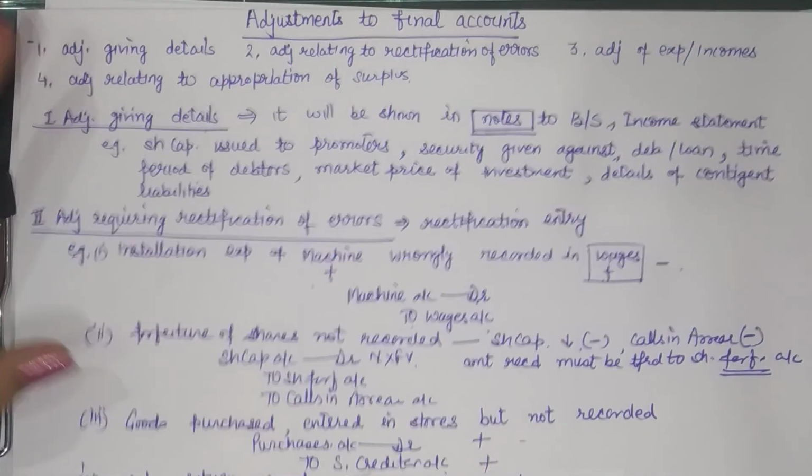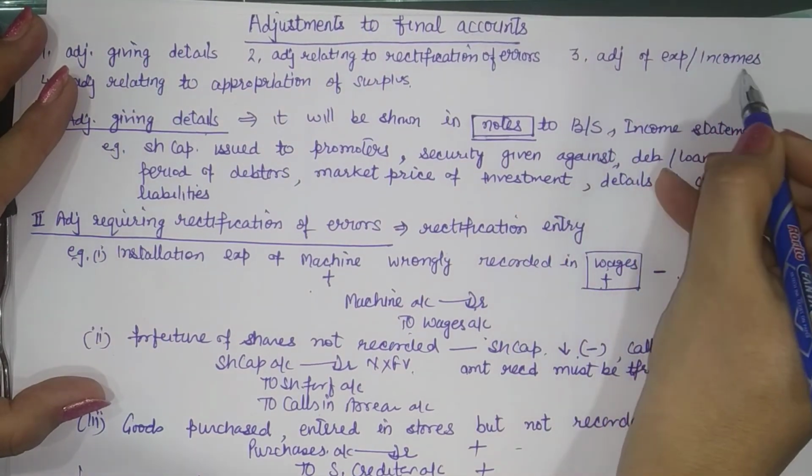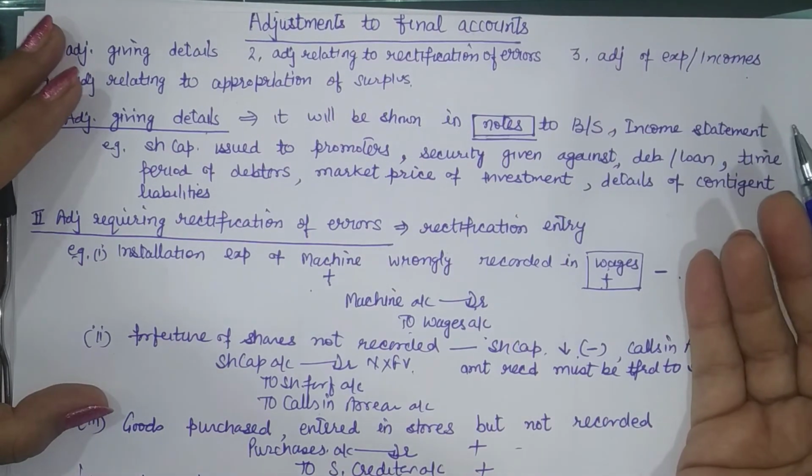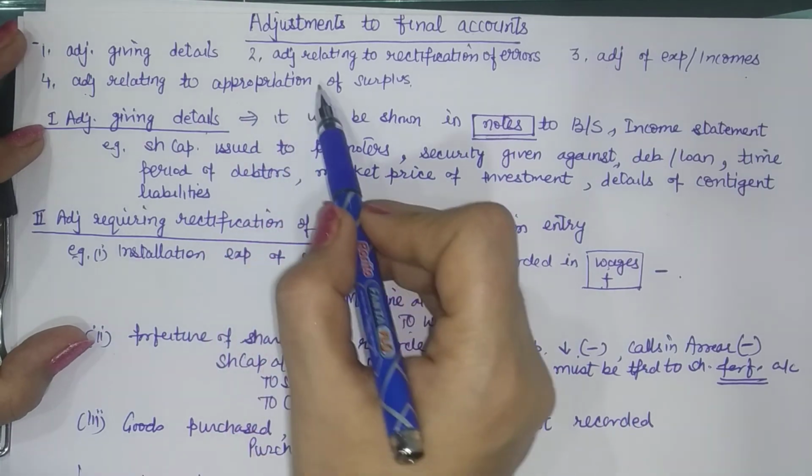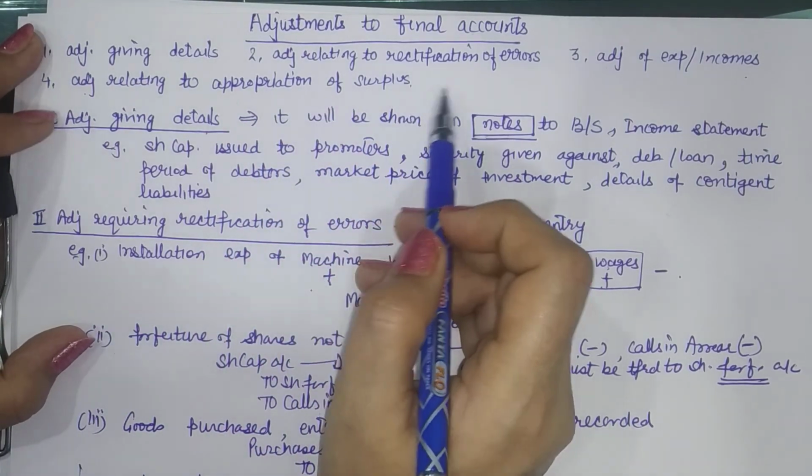Now next time we will be taking up adjustments of expenses and income, which are normal general adjustments, and finally we will take up the adjustments relating to appropriation of surplus.